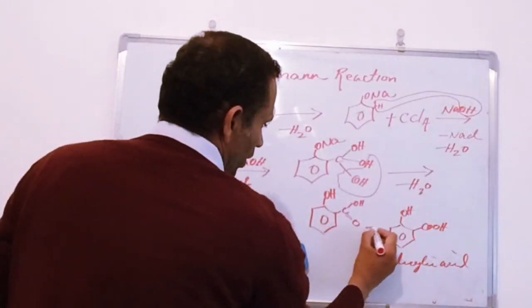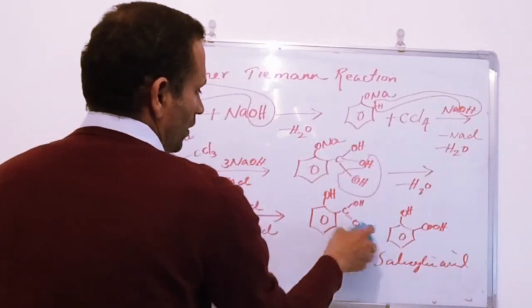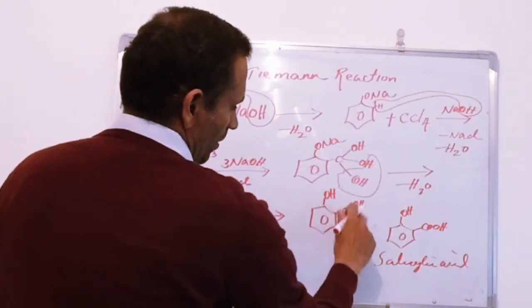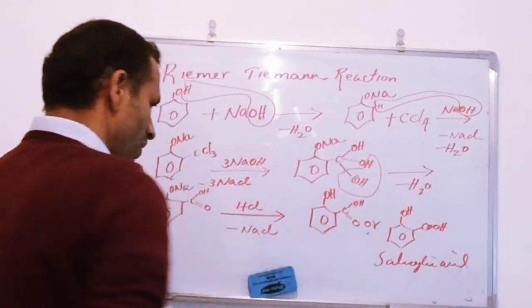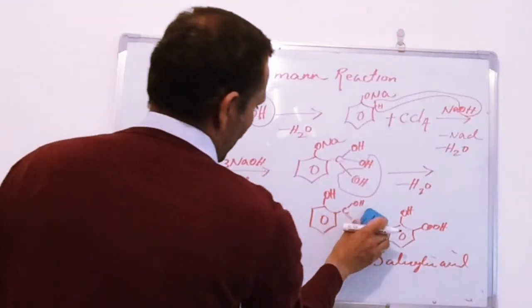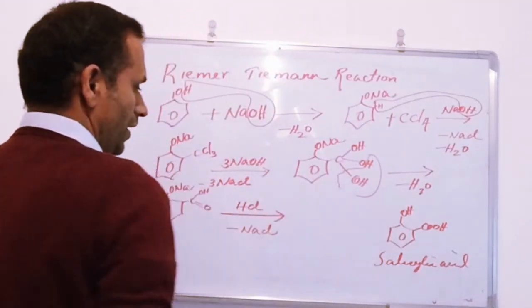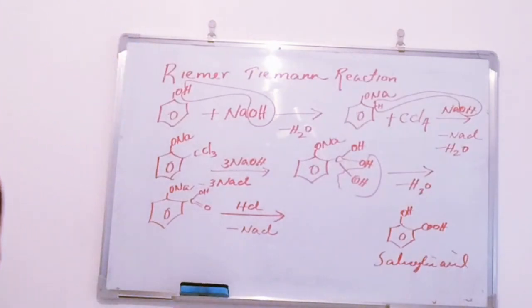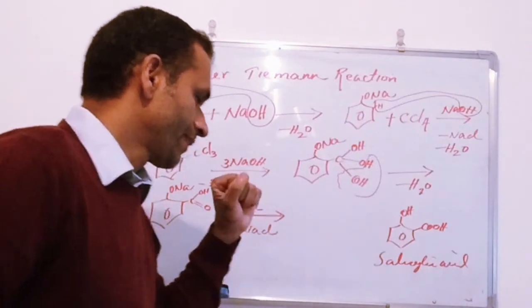Both are equal, isn't it? Or you can write it this way. We just abbreviated the group like this, you know. Or I can write straight away like this. Salicylic acid. I don't want to confuse you. Okay. So this compound is called salicylic acid.